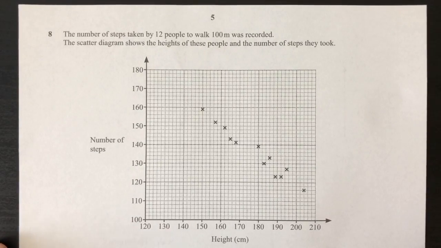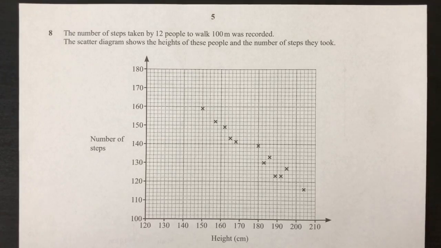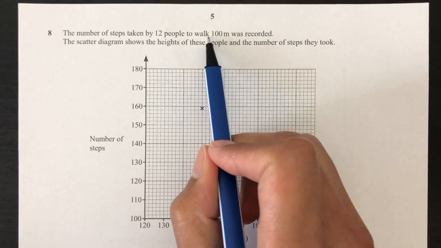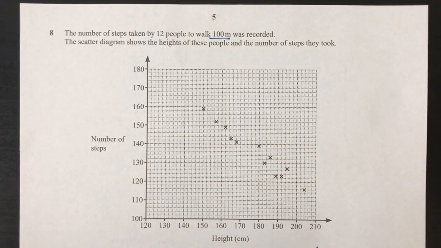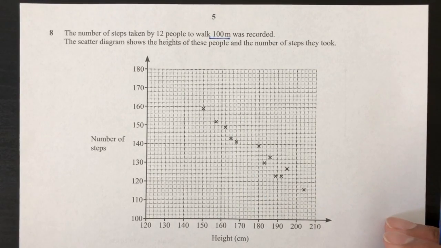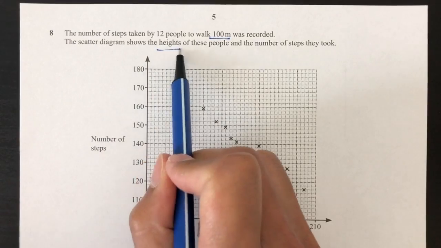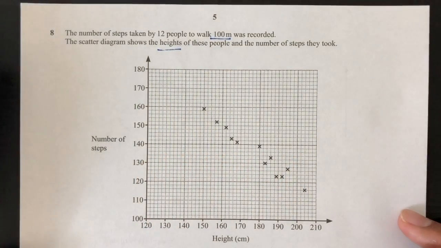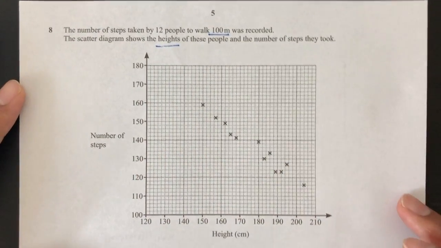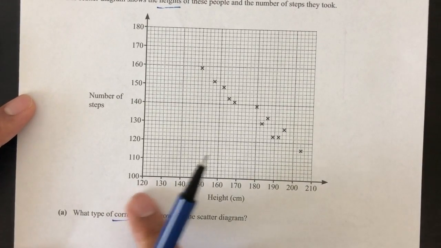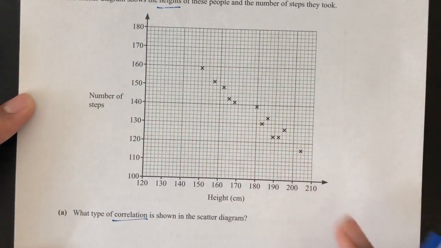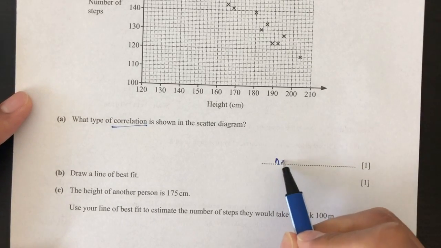Now question number 8, the number of steps taken by 12 people to walk 100 meters were recorded. Alright, so the diagram shows the height of the people and the number of steps they took. Okay, so that's the diagram. So as you can see, what type of correlation? So as the height increase, the steps goes down, so it has a negative correlation.